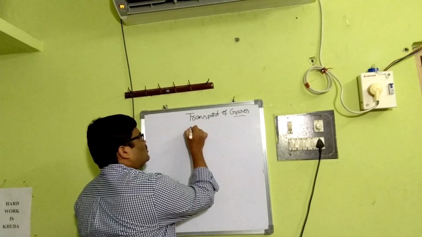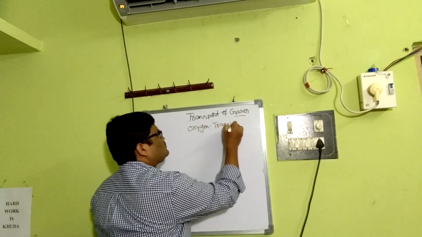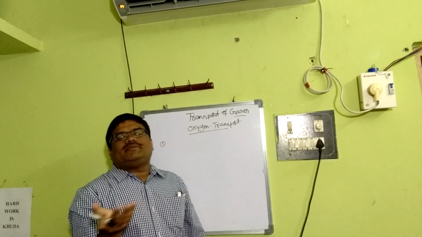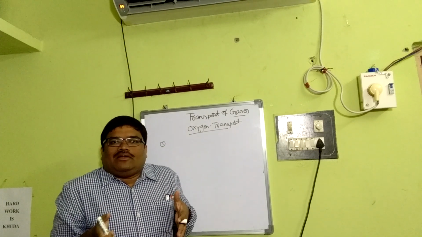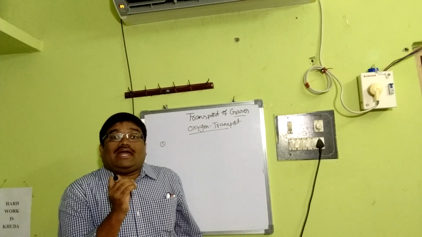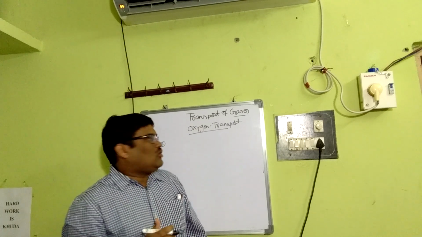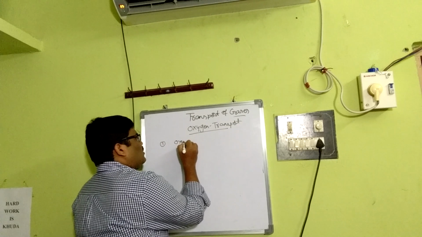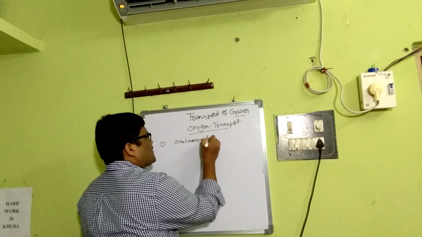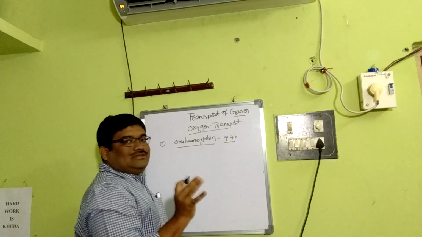First, oxygen transport. As we discussed, a nominal 3% of oxygen will be transferred in the way of plasma, that means dissolved state, that's it. Whereas the greater portion, around 97%, will be transferred in the way of hemoglobin, that means through RBC, what we call oxyhemoglobin. 97%. How? This is very important.